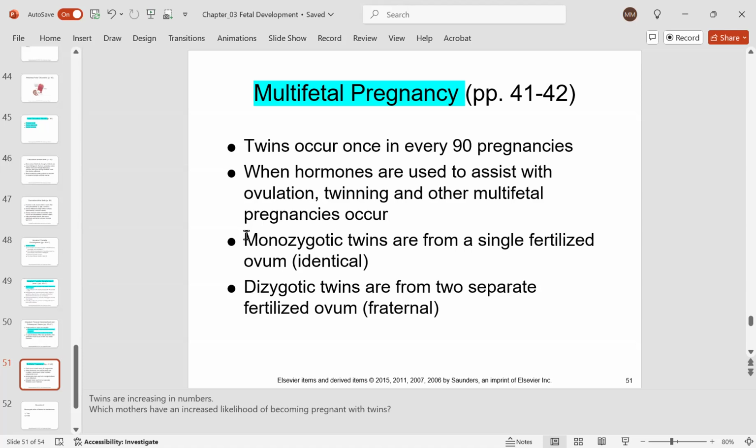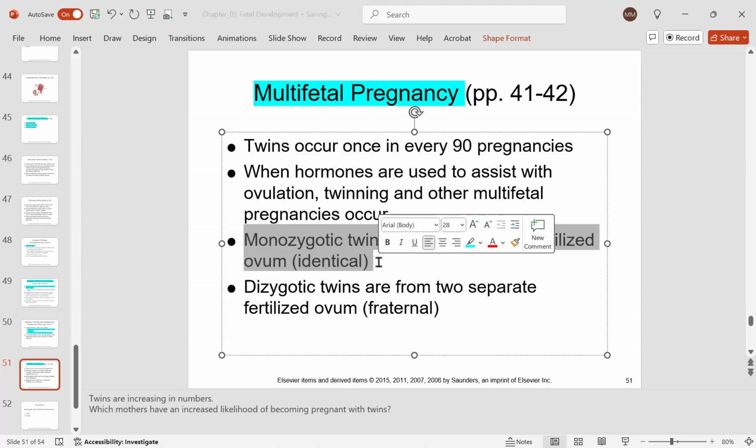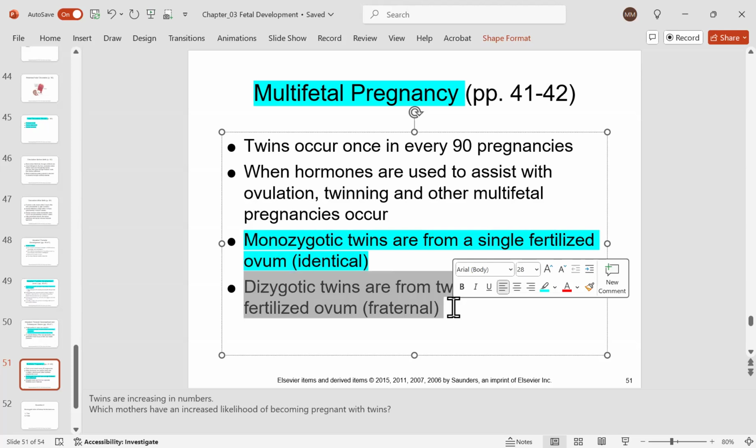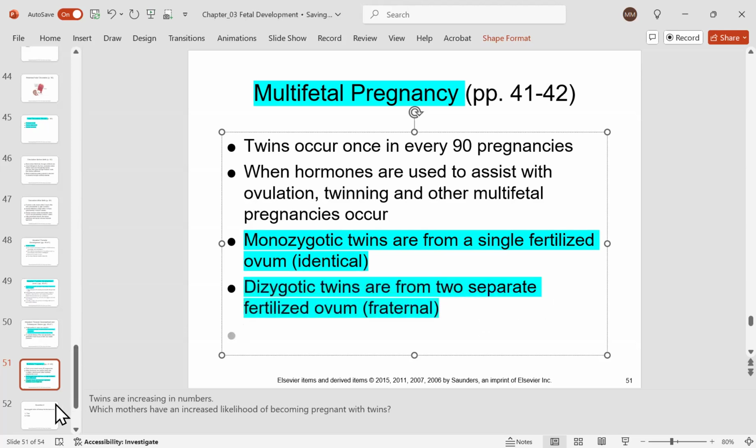You have monozygotic twins, which are identical twins. And that happens when one fertilized egg just splits and becomes two. It's crazy. Dizygotic, and di means two, dizygotic twins come from two eggs getting released and two sperm, one sperm gets each of those eggs. So you've got basically two separate pregnancies that are just happening simultaneously. And that's a fraternal twin.